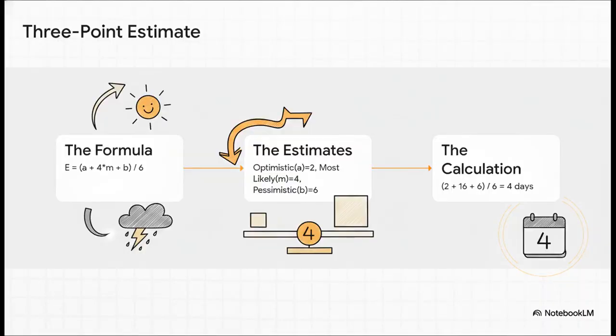Another super powerful tool is 3-point estimation. So instead of just one wild guess, you give 3. What's the best case scenario, the worst case, and what's most likely to happen? Now look at the formula. It gives extra weight to that most likely number, which is what makes the final estimate so much more realistic and risk-adjusted. In our example here, it all balances out to a pretty solid 4 days.